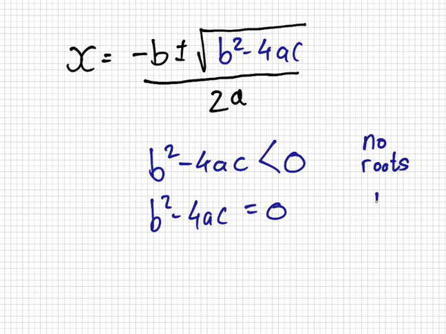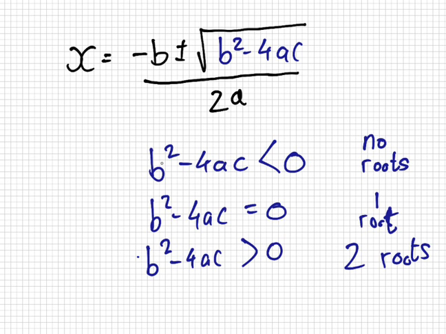When it is 0, we have one answer only, because if you think about it, you would end up here with plus or minus the square root of 0. And what's the square root of 0? Plus and minus 0 are the same, aren't they? So if it was 0, you have only one root. And then finally, the case we prefer is when it's positive, and then it has two roots.